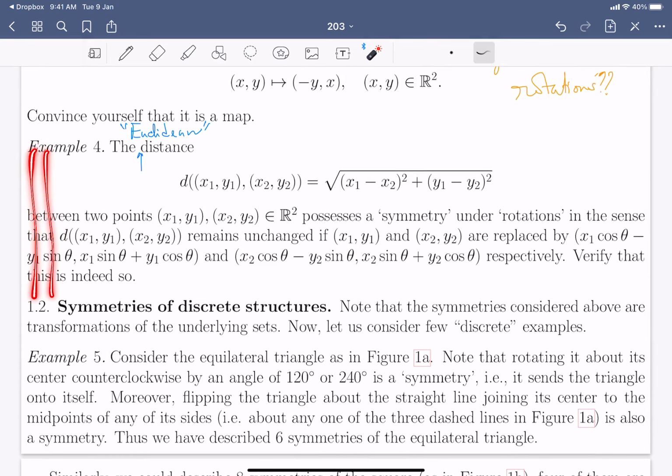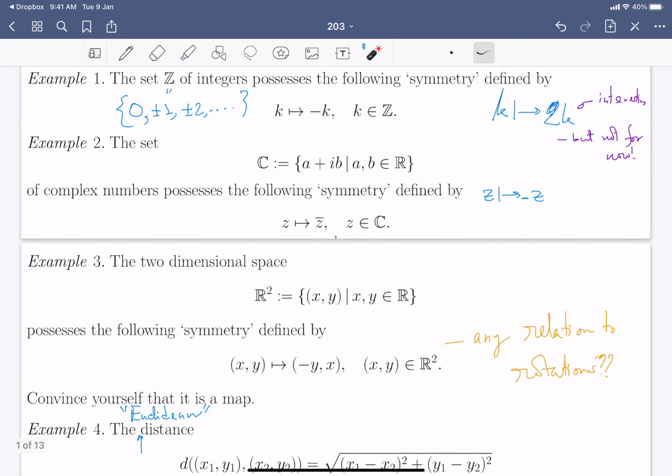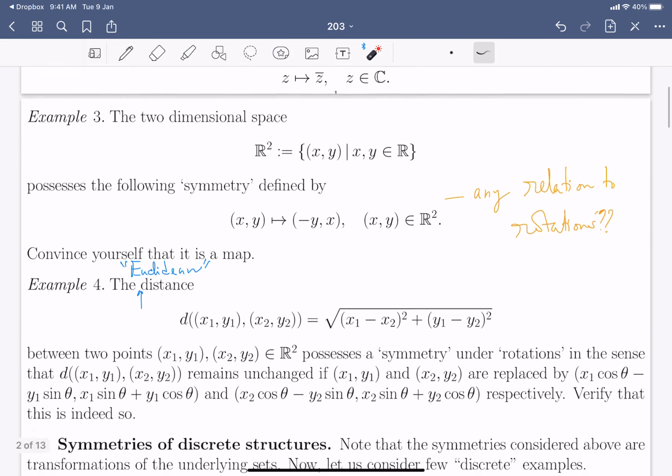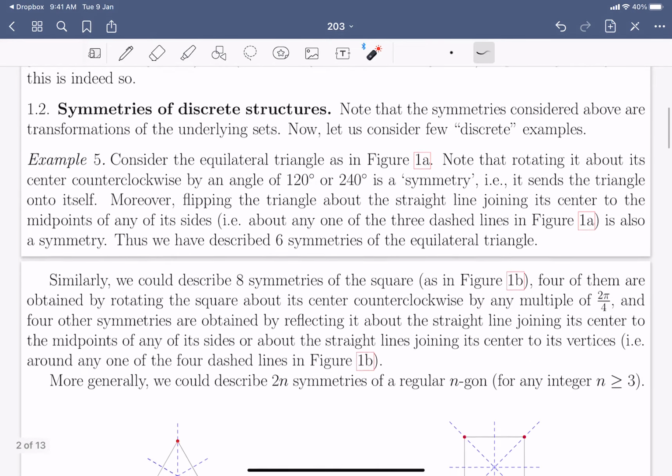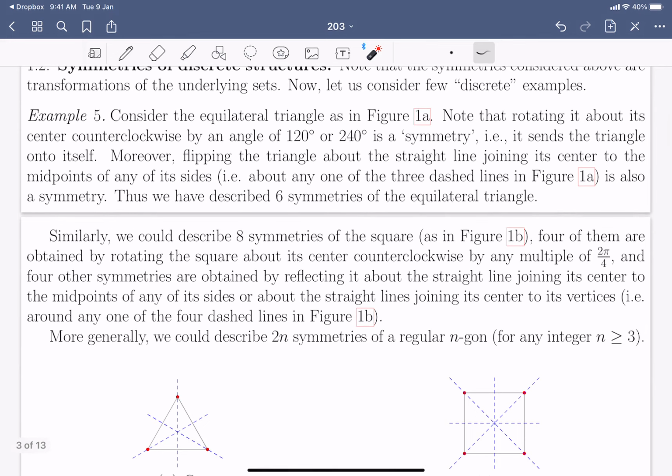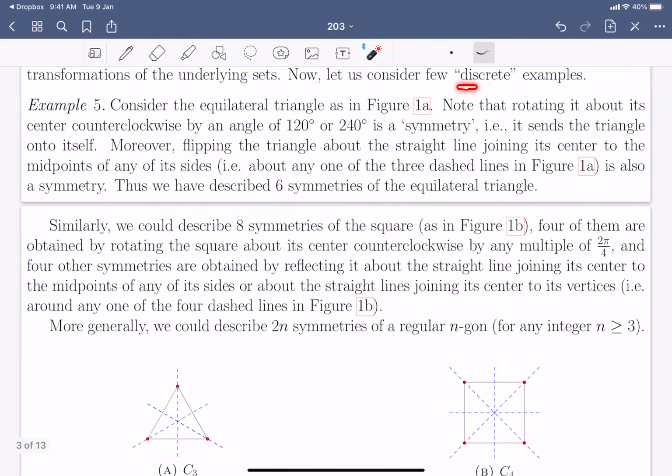Try to find it on your own and you will see it at a later point of time. Otherwise, in the previous examples, what you have seen, they are indeed bijections. For example, (x, y) going to (-y, x), or z going to z bar, or k going to -k. All these maps are bijections on the corresponding underlying set. Okay, so now you can try to consider certain discrete examples.